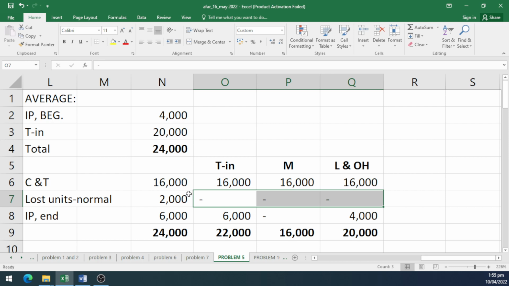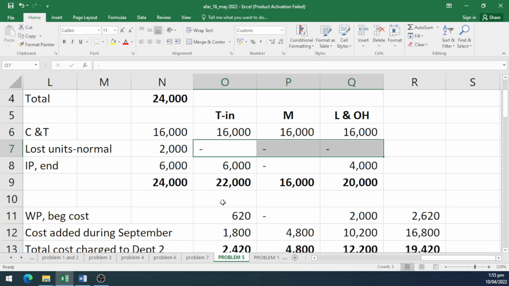And then yun, for the work in process end, okay, 6,000 transferred in. For materials, 0 because materials are added at the end of the process. And for conversion or labor and overhead, it is 2/3 complete according to the information. 2/3 of 6,000, ayan po, 4,000. So EUP, 22, 16, and 20.